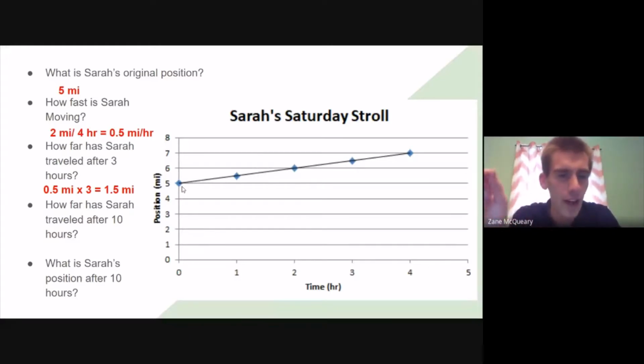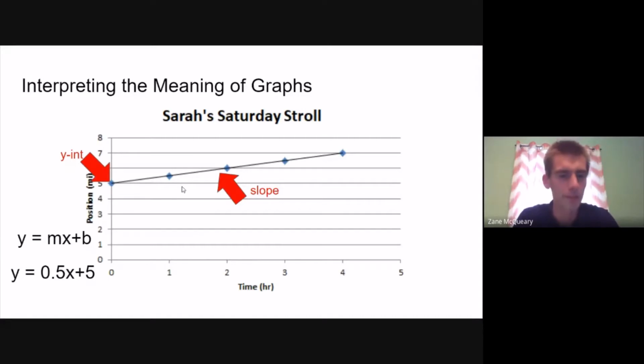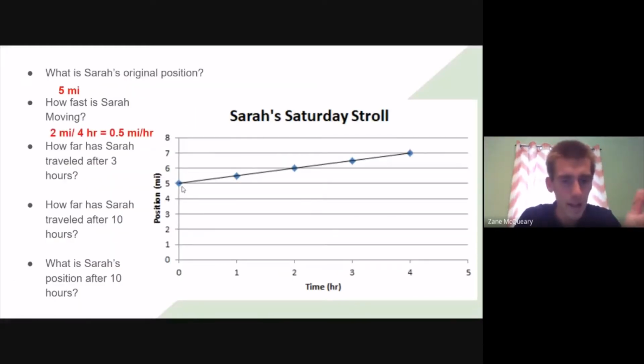How far would Sarah have traveled after 10 hours? Well, this is a case where it might be nice to look back at our equation. Our equation says that she goes 1/2 mile every hour. So after 10 hours, we could plug 10 in for x. She would have gone roughly 5 miles.